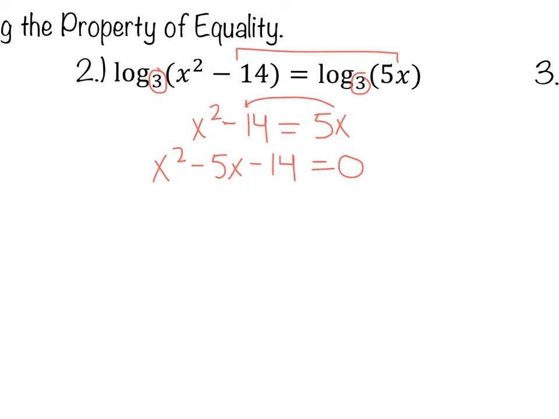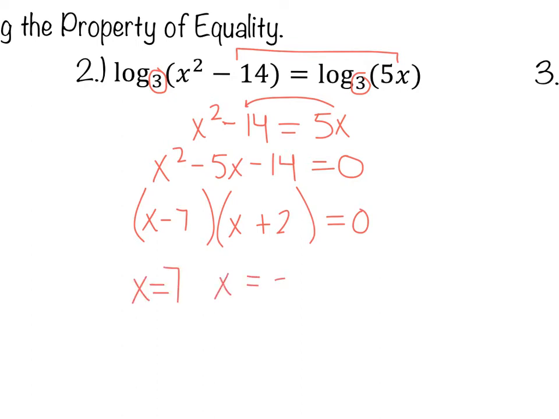Now, nothing's going to be super crazy if you ever get a quadratic. We're not going to make these tedious for you. This quadratic, just like any one that you would see, is going to be factorable. So this does factor: it multiplies to be negative 14 and adds to be negative 5. It's x minus 7 and x plus 2. You then set them equal to 0 and get solutions of 7 and negative 2.